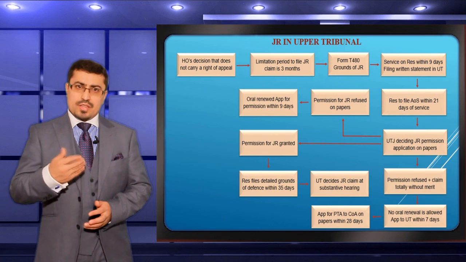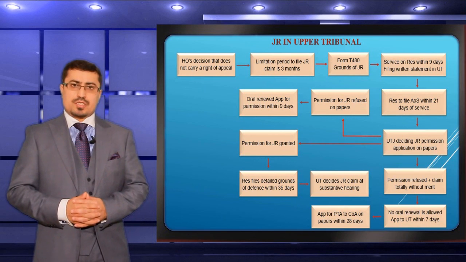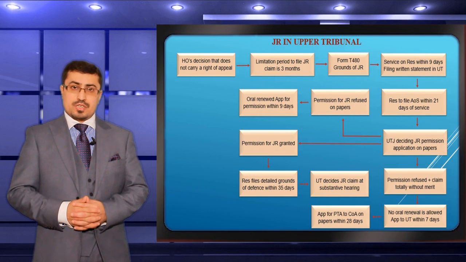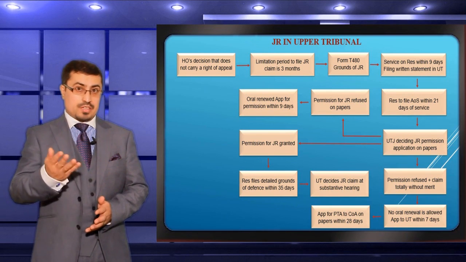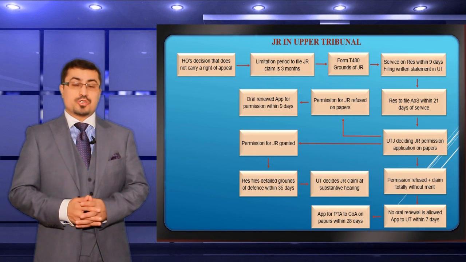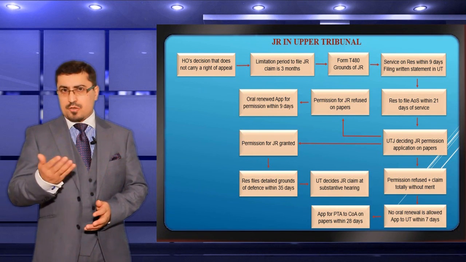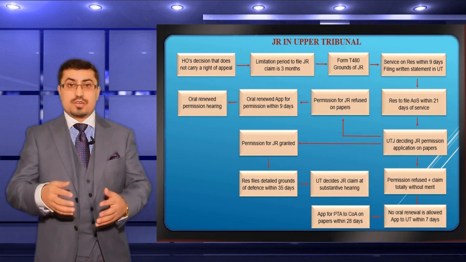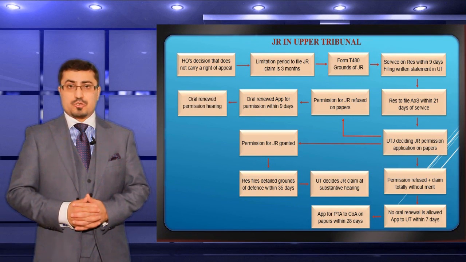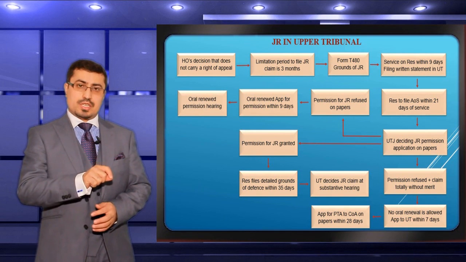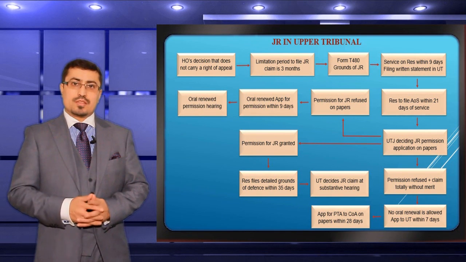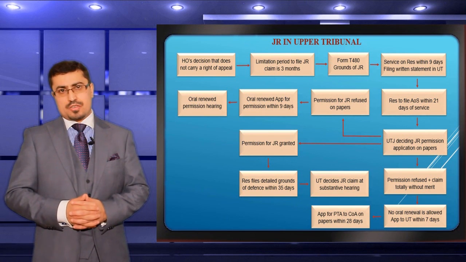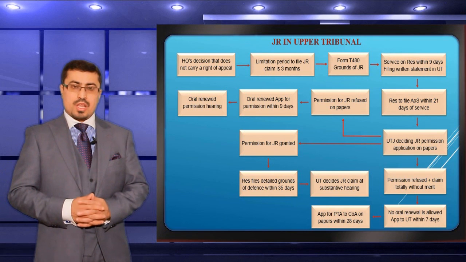Now, when an application is listed before an Upper Tribunal judge, that's where your barrister or your solicitor advocate, whoever has the right of audience before the Upper Tribunal in judicial review proceedings, can make oral representations on your behalf. You do not need to give evidence, rather there is no right to give evidence, because the Upper Tribunal in judicial review proceedings is concerned with the decision making process as opposed to the merits of the decision in question.